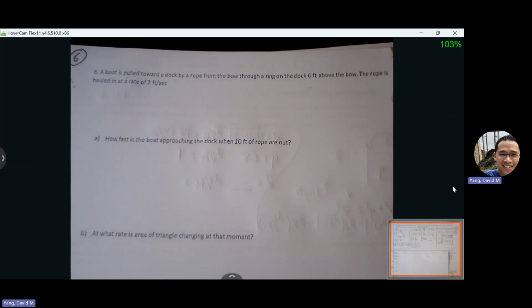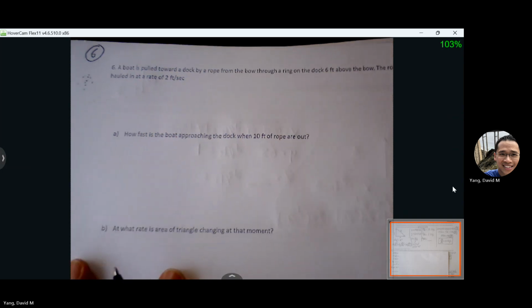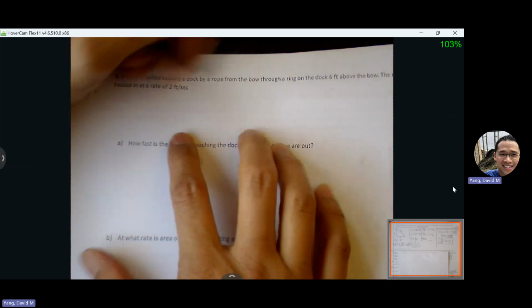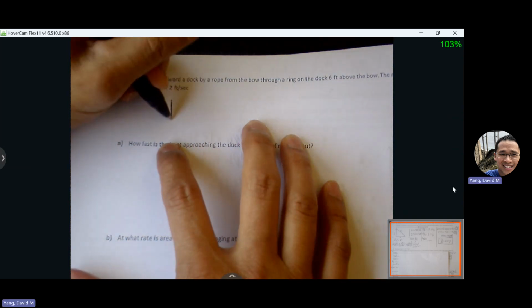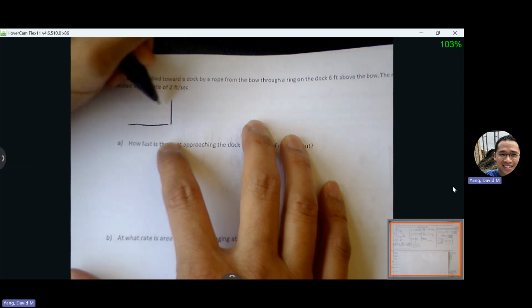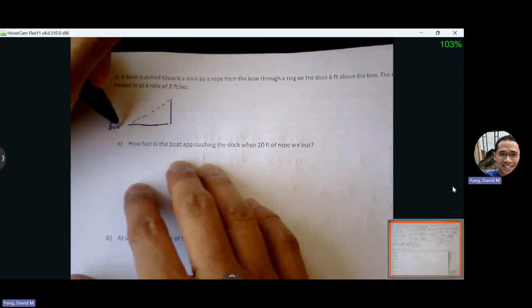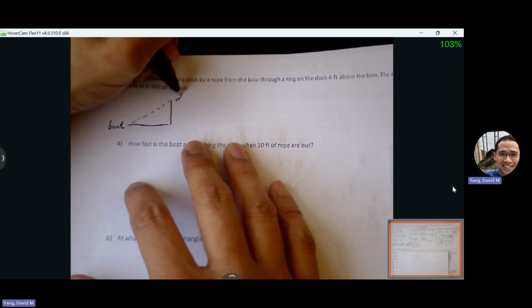All right, number 6, page 6. All right, so we have a boat pulled towards a dock by a rope. And the rope is, so here's the boat. The dock is up here.